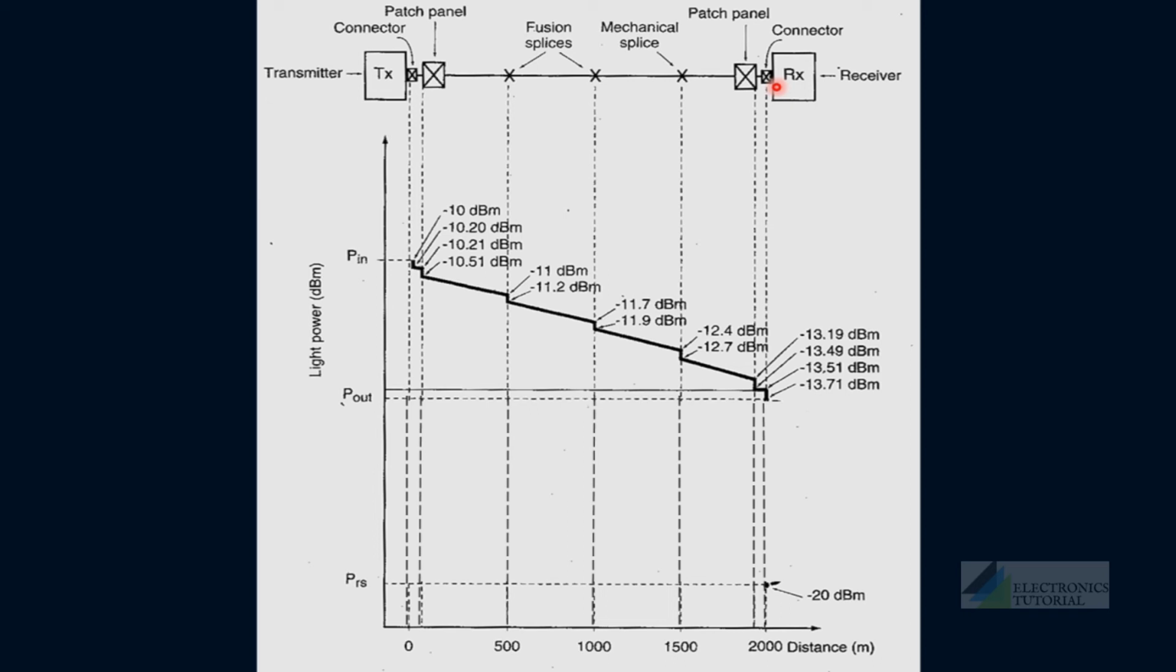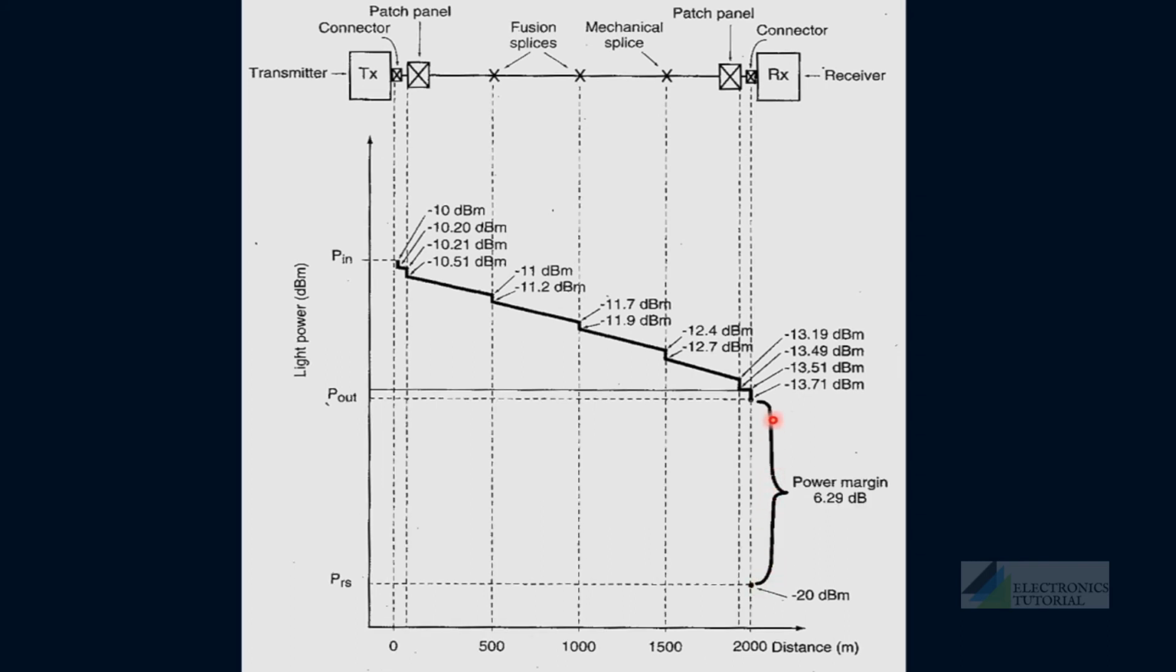And at the receiving point, we can see that there is a great decline in the power level. It is -13.71 dBm. The transmitter transmitted with a power level of -10 dBm, but at the receiving side, it is only -13.71 dBm. But here we can see that the receiver sensitivity is -20 dBm. That means the receiver can recover this signal. There is an enough power margin between this P out and PRS.